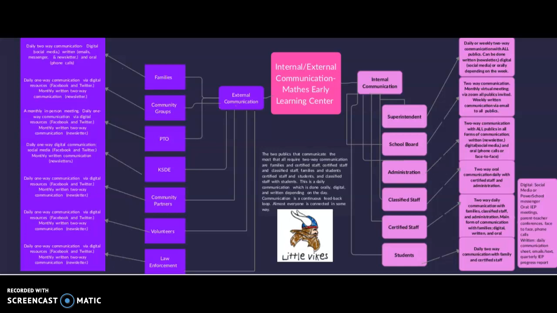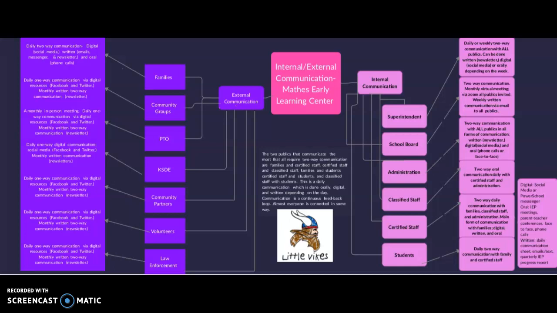Volunteers. So volunteers could be family members. They could be part of the school board, superintendent, family of the classified or certified staff, just basically anyone that wants to come inside the schools and help. They also receive one-way communication via Facebook and Twitter, and then they get a monthly newsletter.